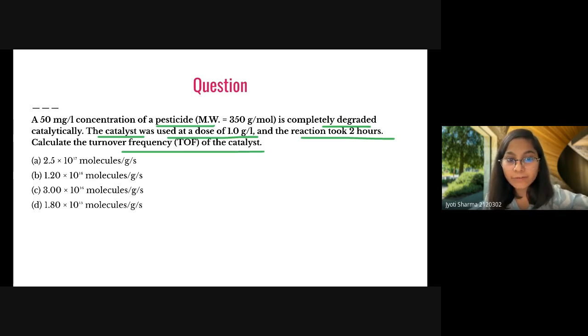What was the turnover frequency? Firstly we have the TON, the turnover number, which is, per molecule of catalyst, how many reactant molecules we can change into product. When we divide it by the time, this gives you the turnover frequency. So firstly, we should have the number of molecules of the reactant, then divide it by the number of molecules of the catalyst, and by the time. That will give us the turnover frequency. So let's see how we can calculate this.